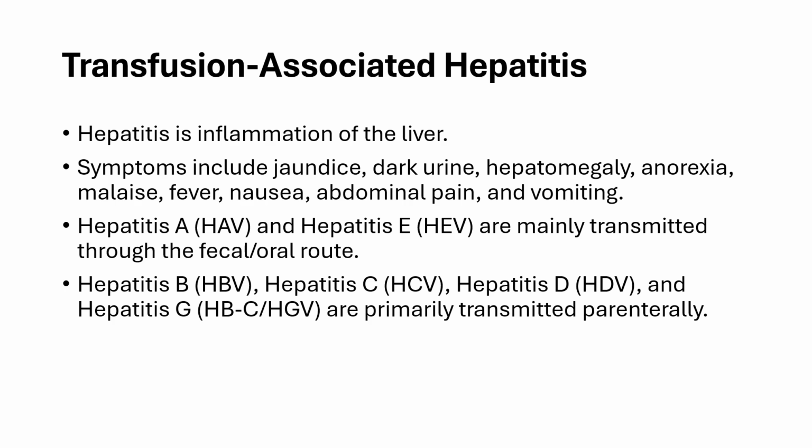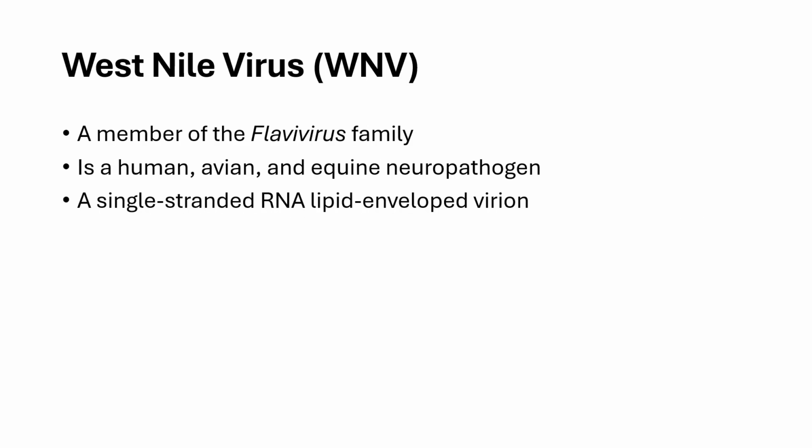Hepatitis A and hepatitis E are primarily spread through the fecal-oral route, often via contaminated food or water. Hepatitis B, C, D, and G are mainly transmitted through blood and other bodily fluids, which can include transfusions, needle sharing, or other exposures.